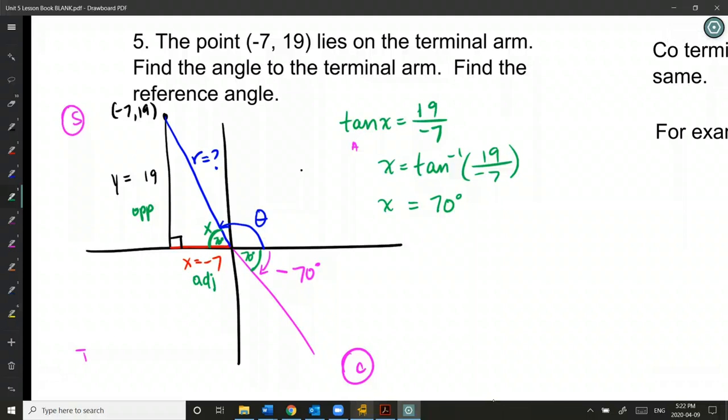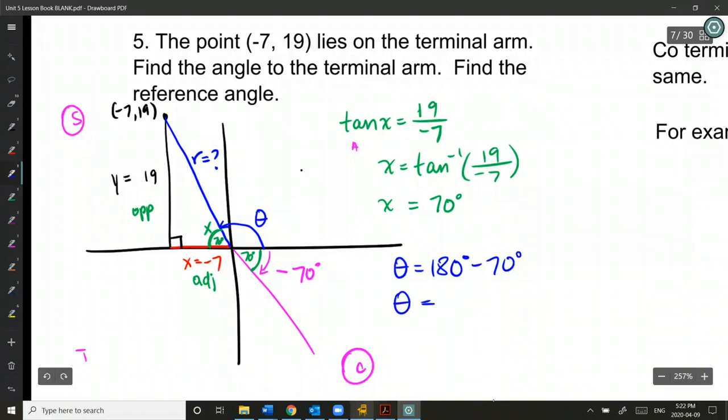So x is 70. Now, here's what else I know. I know that this line is 180 degrees. So I know that the rotation theta that brings me to that terminal arm, or the radius of that circle, is going to be equal to 180 degrees minus the reference angle, which is 70. Okay, that gives me that rotation of 110 degrees.